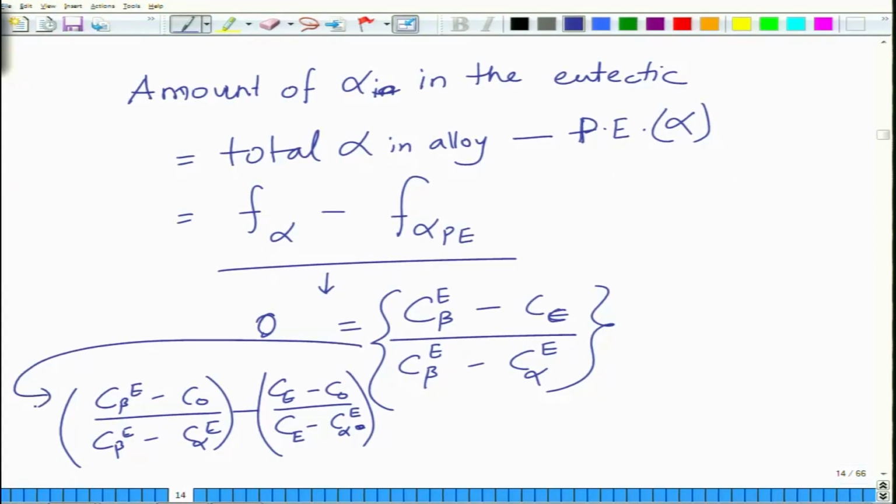This is how you determine the proportion of different phases below and above the eutectic temperature, in the eutectic mixture as well as in the liquid phase. We will do further analysis of phase diagrams in the next lecture.